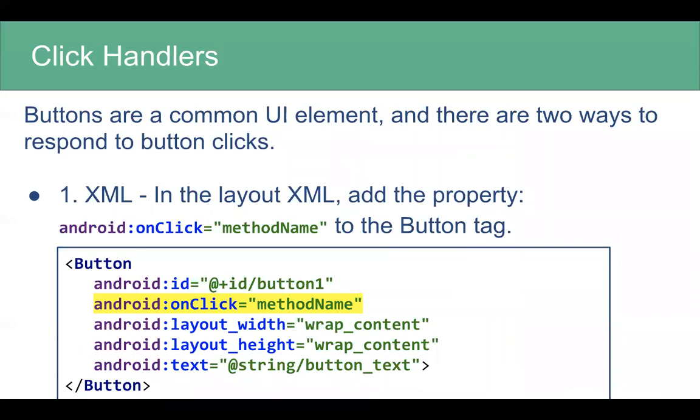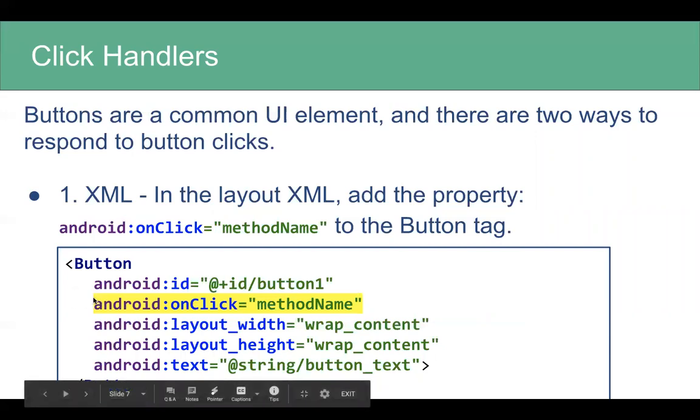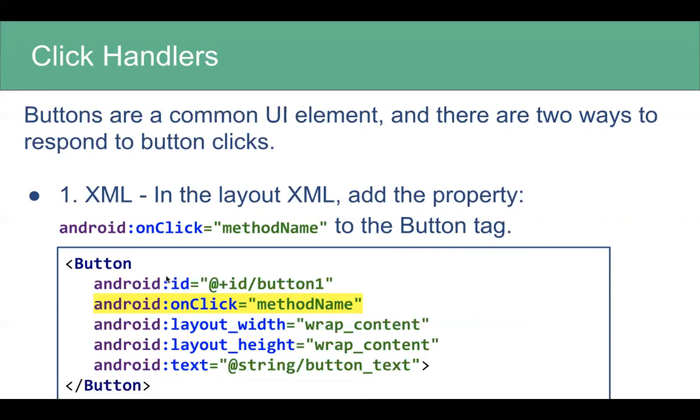Click handlers are basically what happens when you click a particular button. There are two ways to handle these clicks: one is through the XML layout and one is through code. Here it shows how you can handle this through the XML layout. There is a button which has an ID called button1, and when you click the button, the method called method name in this case would be invoked.